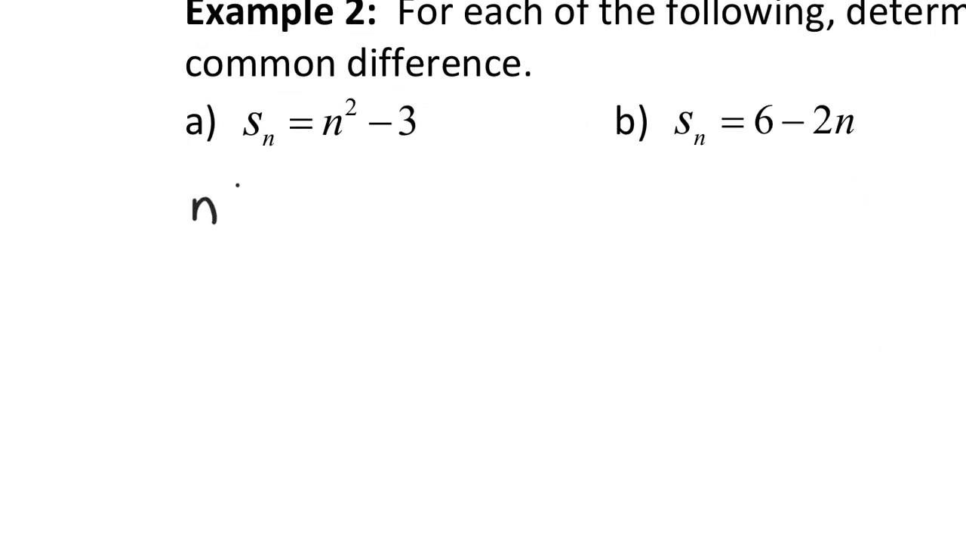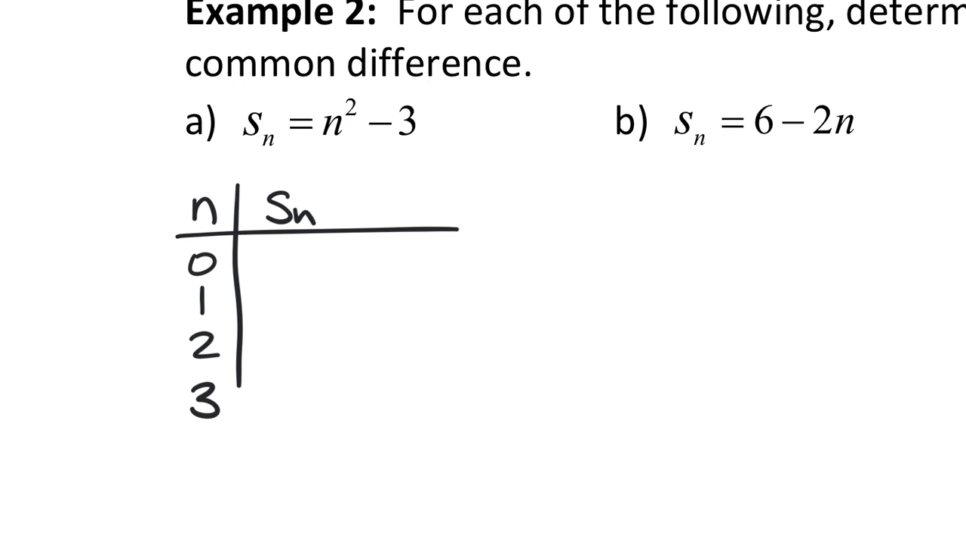So I'm going to have n, and I'm going to have S sub n, it's like x's and y's, and I'm going to plug in 0, 1, 2, and 3. If I plug in the number 0, 0 squared minus 3 is what? And then if I plug in 1, 1 squared minus 3, -2. And then 2 squared minus 3, and then 3 squared minus 3, 6. So if I look at these outputs, the actual numbers in my sequence, let's see how these numbers are changing.